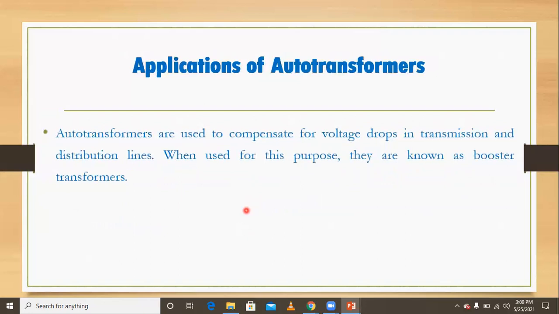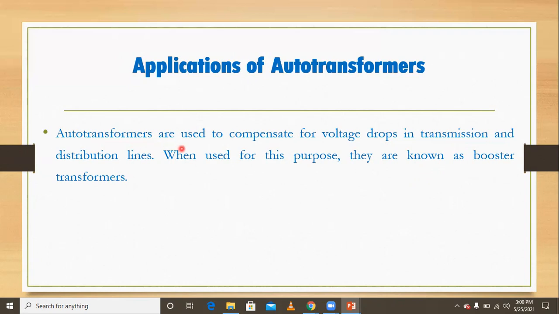Next, the applications of the auto transformer. Auto transformers are used to compensate voltage drops in transmission and distribution lines. When used for this purpose, they are known as boost transformers. A boost transformer is the same as an auto transformer. By using it, it is possible to increase voltage levels, because from the generating station to the distribution system there is a voltage drop in the transmission lines.